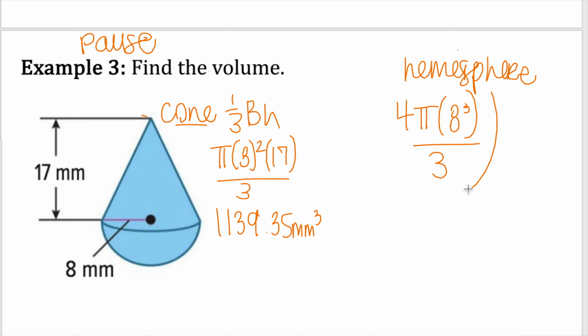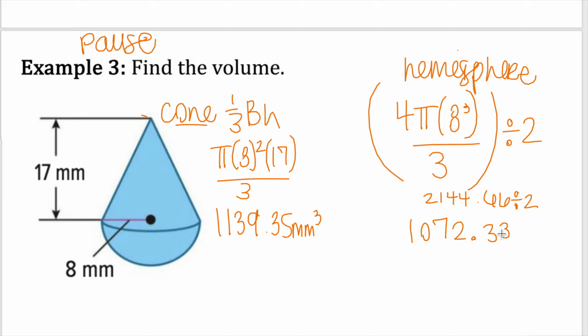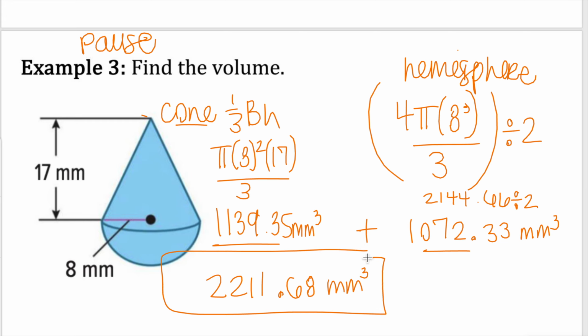And then for the hemisphere, 4 times pi times radius cubed, so 8 cubed, divided by 3, but then that entire thing divides by 2. So before we divide by 2, we get 2,144.66 for an entire sphere, but dividing that by 2, we get 1,072.33 cubic millimeters. So to find my complete volume of the composite figure, we're adding both of the volumes together for a grand total of 2,211.68 cubic millimeters. And there we have it.